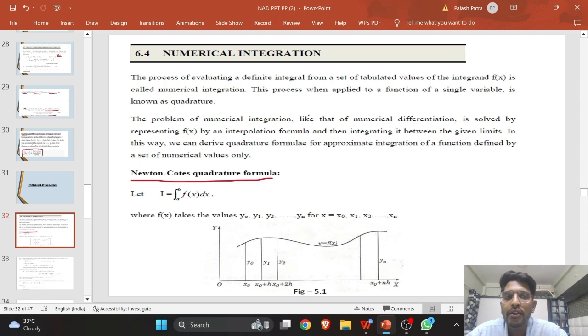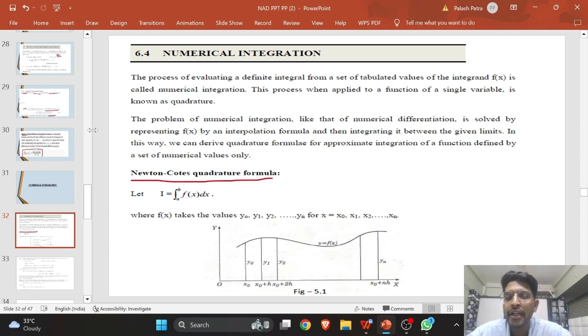When the variable is single, then the term we use here is quadrature. So now let's study the Newton Cotes quadrature formula.